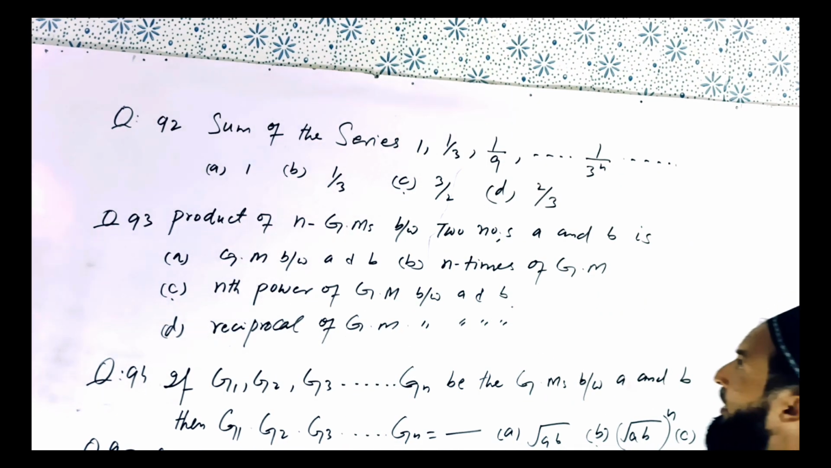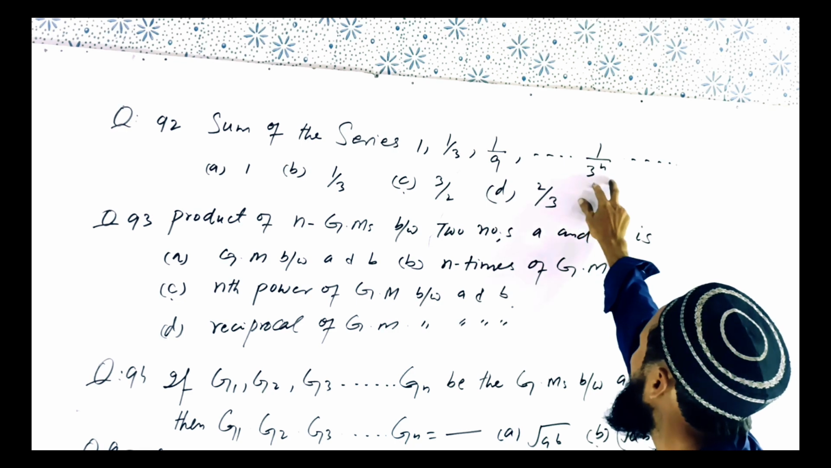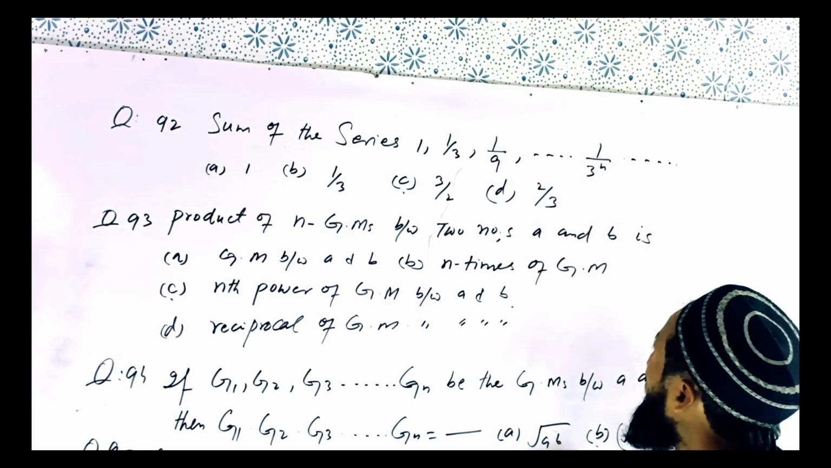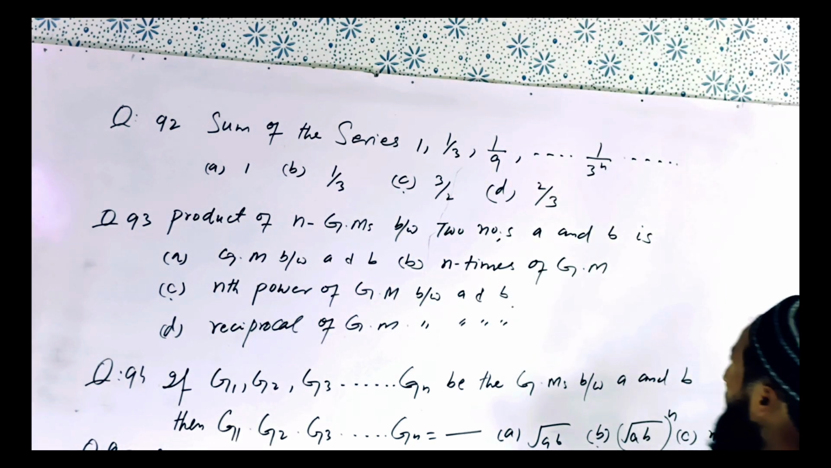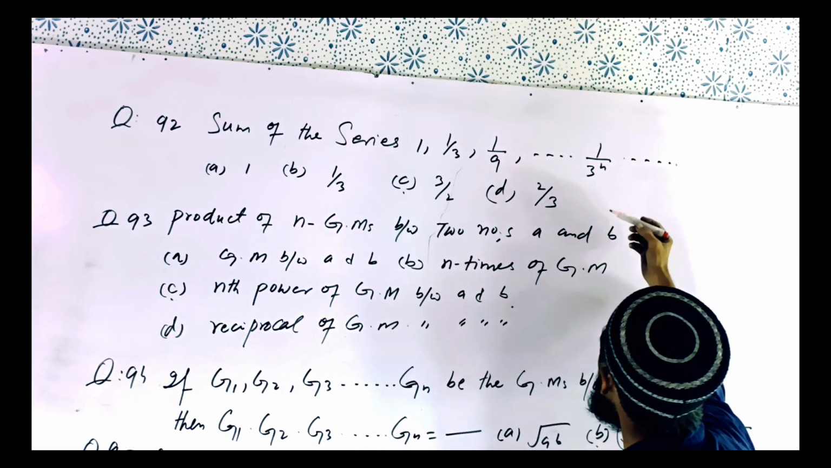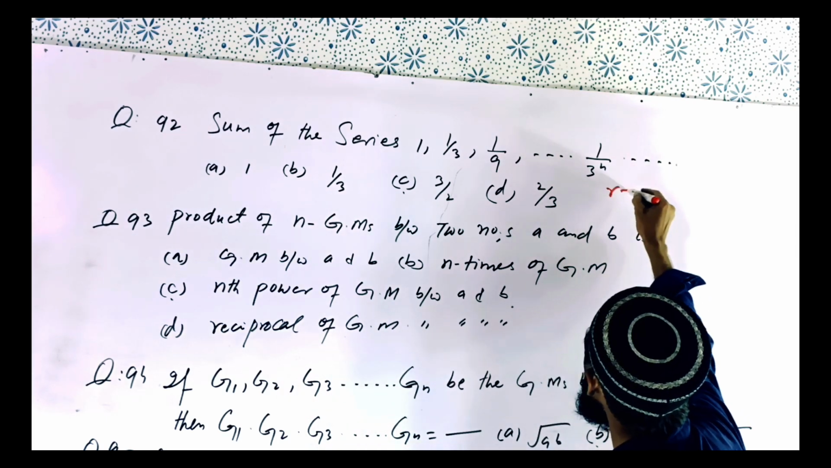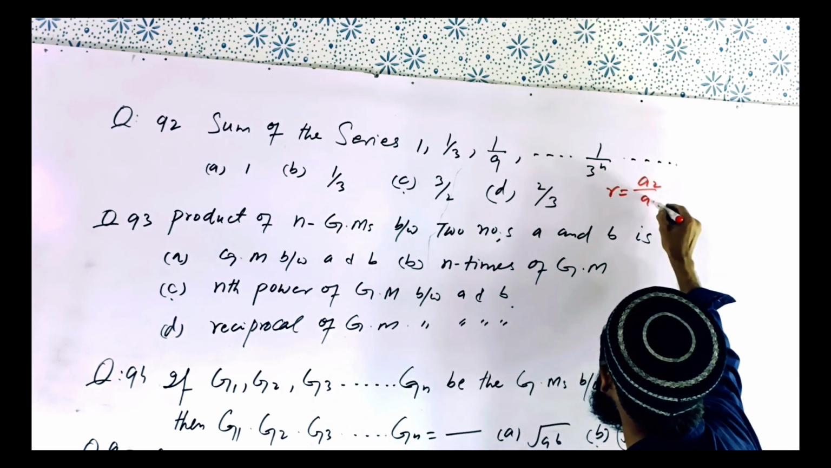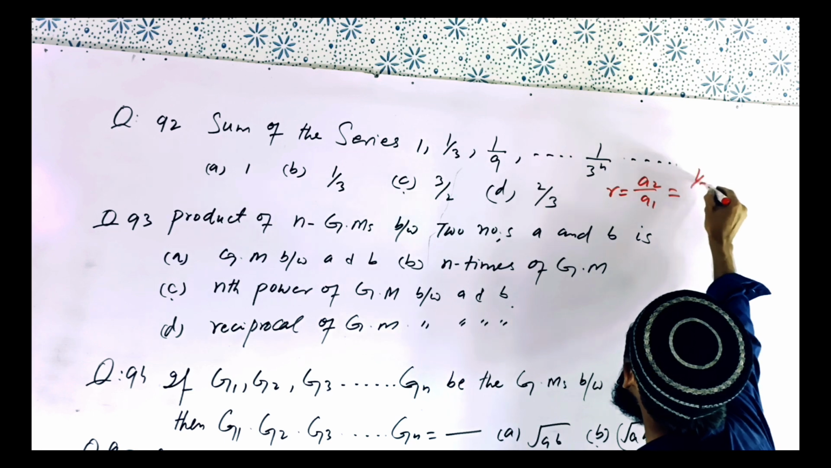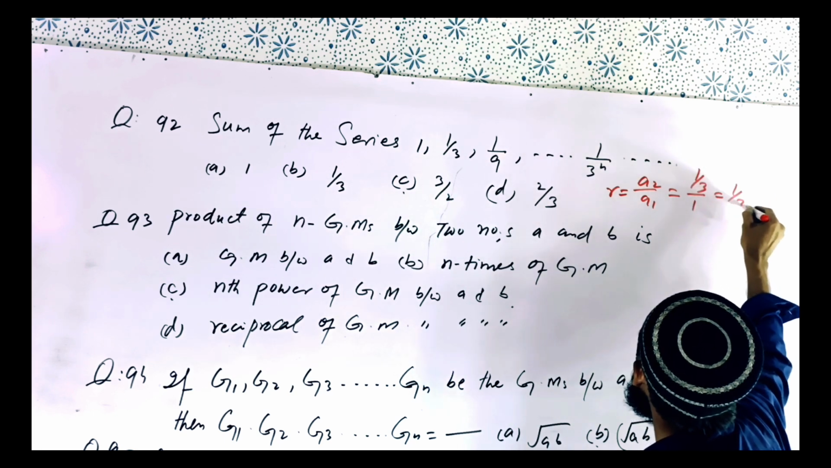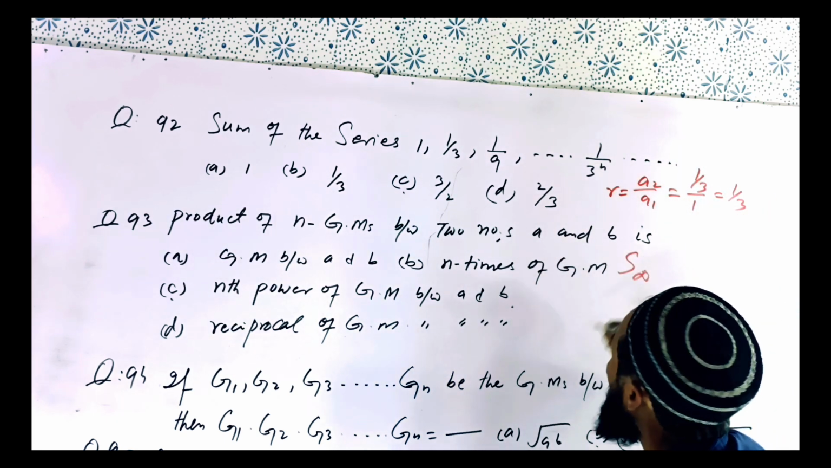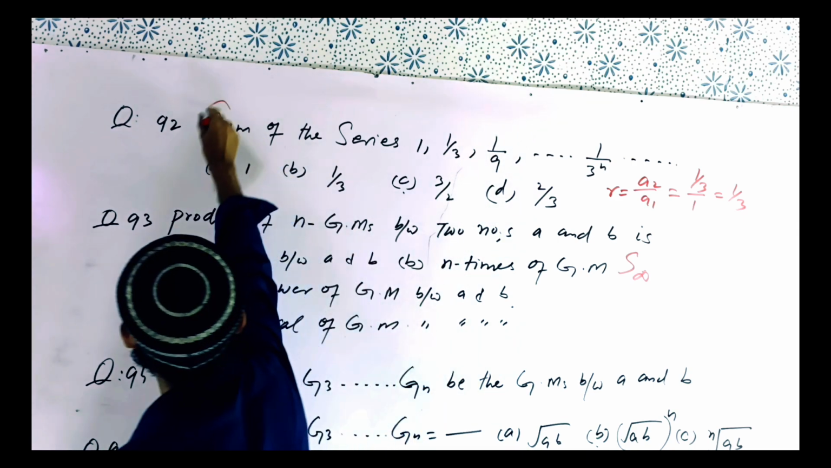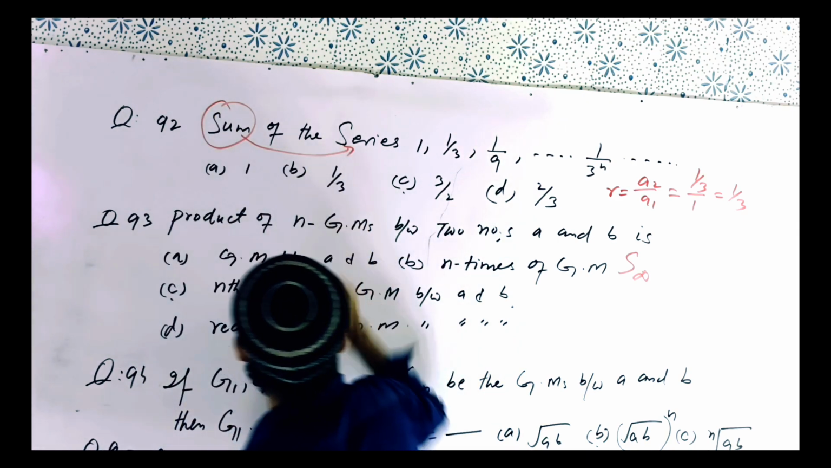The series 1, 1/3, 1/9, up to infinity, and the sum is required. It is an infinite geometric series. First of all, we find r, which is the second value divided by the first value. Second value 1/3 divided by 1 is equal to 1/3. So the sum of the infinite series is required.